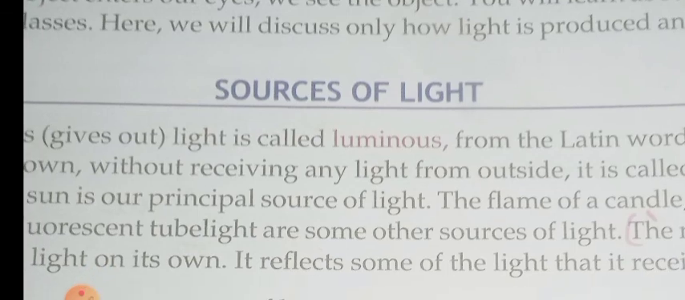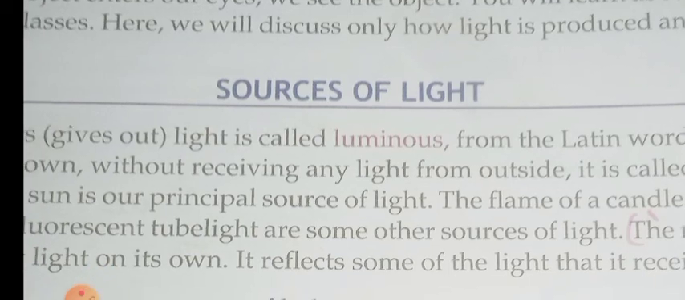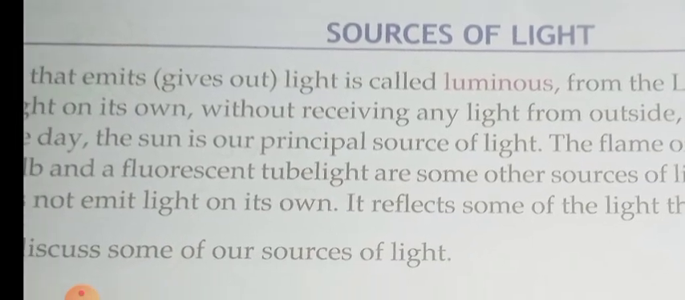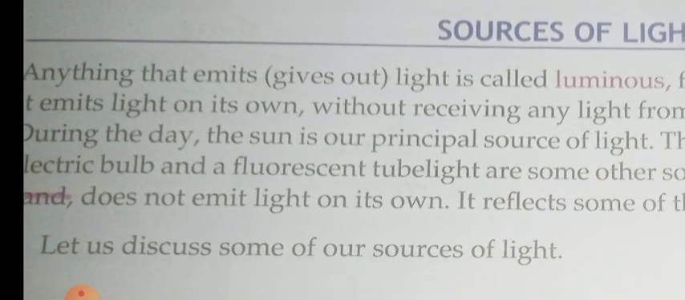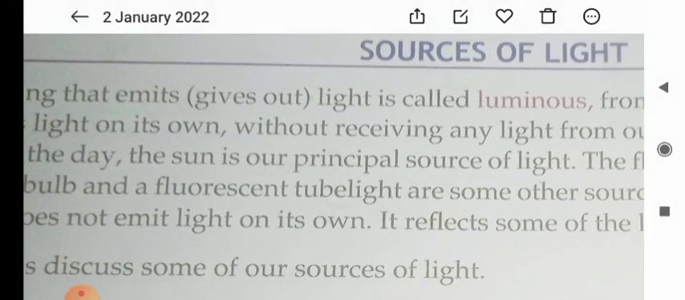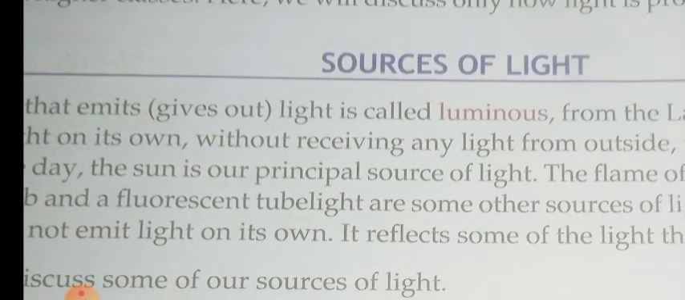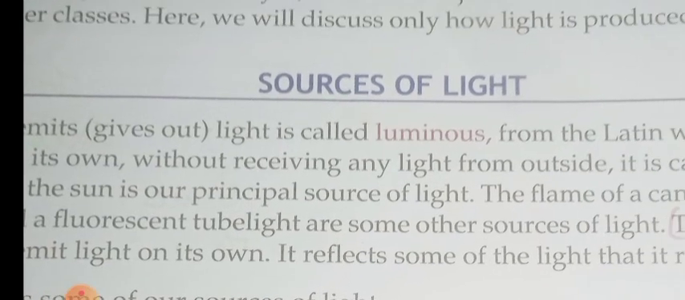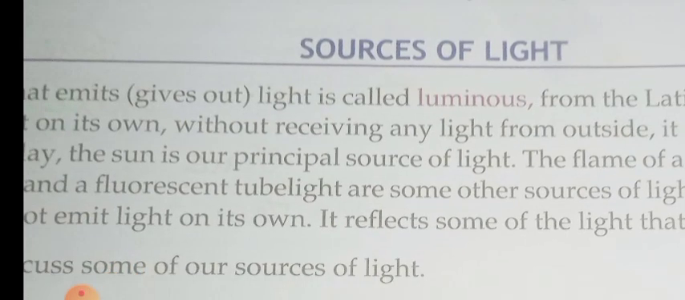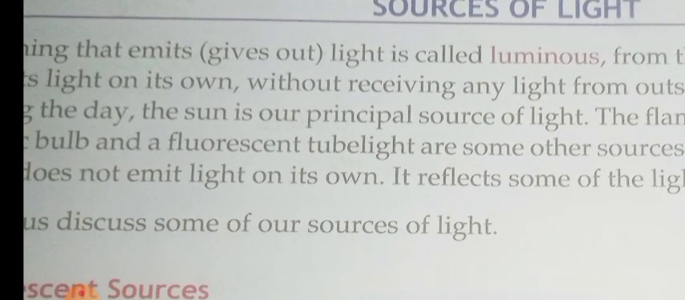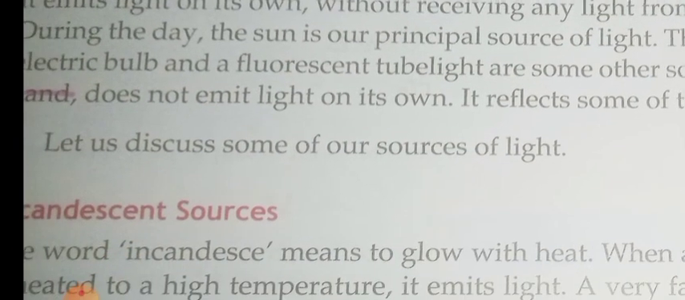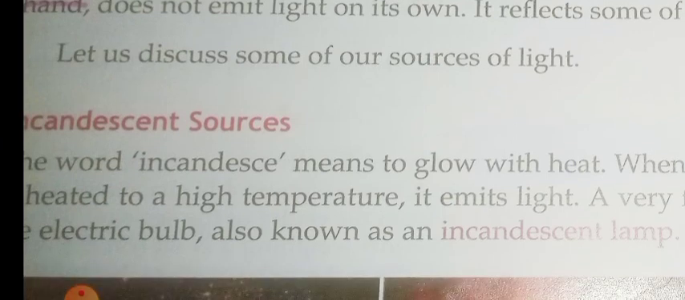So what are the sources of light? Sources means from where we get light. Anything that emits light is called luminous. Anything that gives out light is called a luminous object. Luminous objects are the sources of light. Let us discuss some of the sources of light.